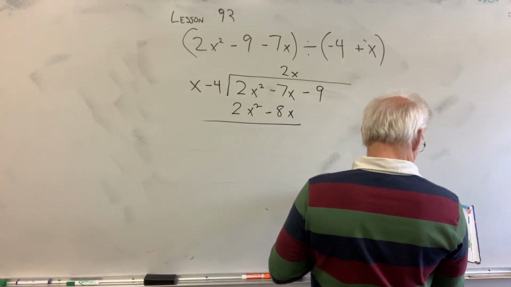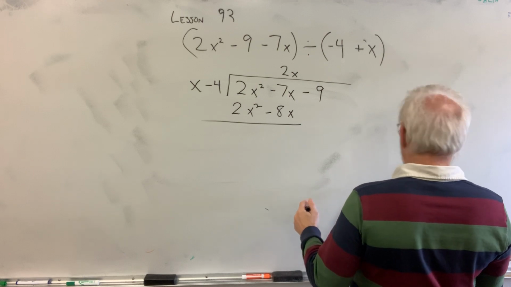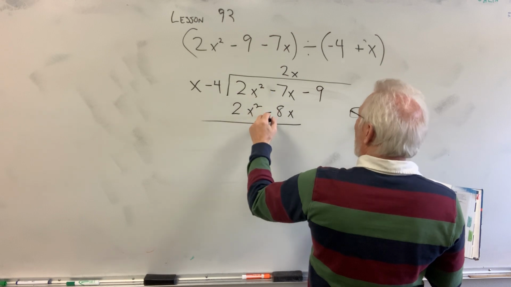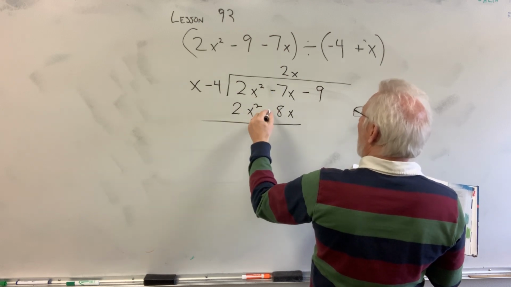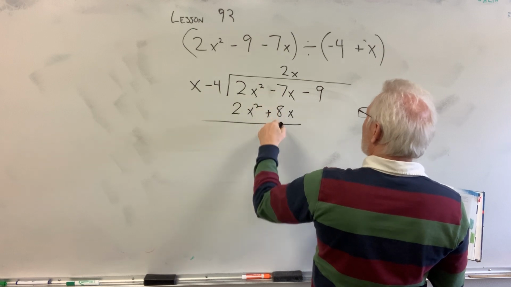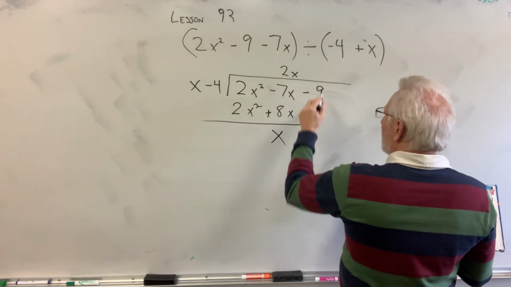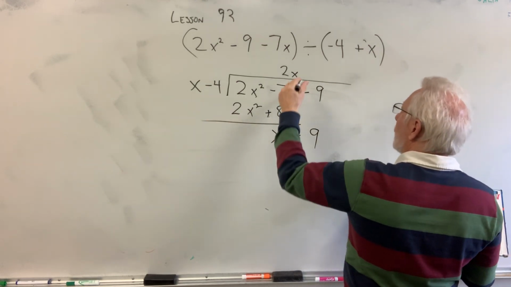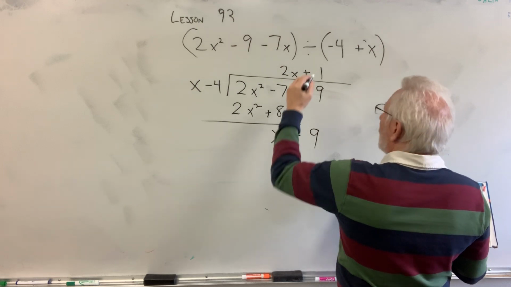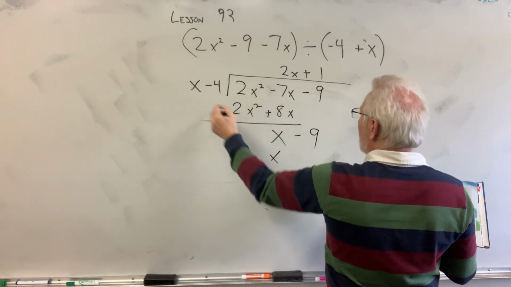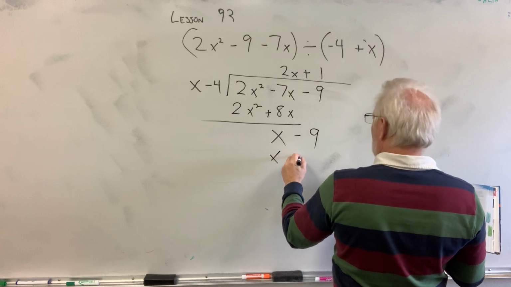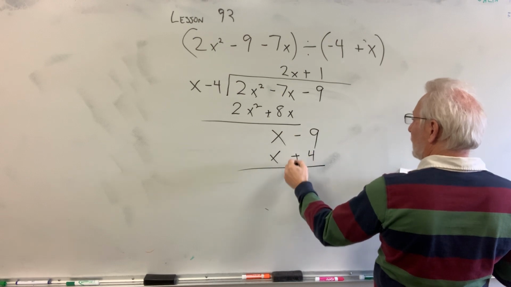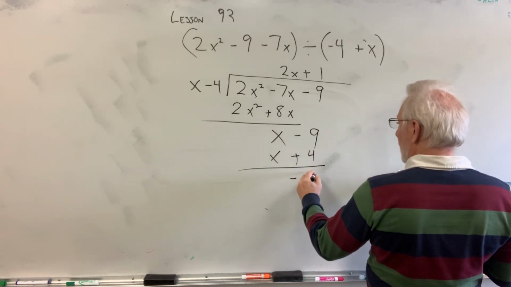Now when I subtract there, 2x squared minus 2x squared is 0. Subtracting a negative is the same thing as adding a positive here. So I got 7 bad guys, 8 good guys, leaves me with 1 good guy. Bring down the next number. x goes into x how many times? 1. 1 times x is x. 1 times negative 4 is negative 4. x minus x is 0. Subtracting a negative, the same thing as adding a positive, and I end up with negative 5.